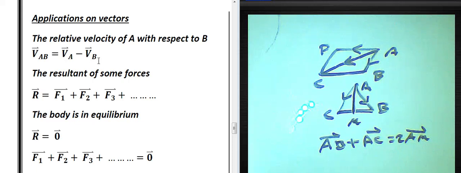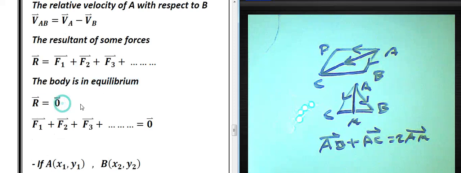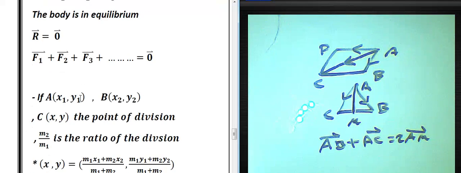minus velocity of B. The resultant of the sum of forces is R equals F1 plus F2 plus F3. If the body is in equilibrium, it means R equals 0. The total R equals 0, with F1, F2, F3 and so on.